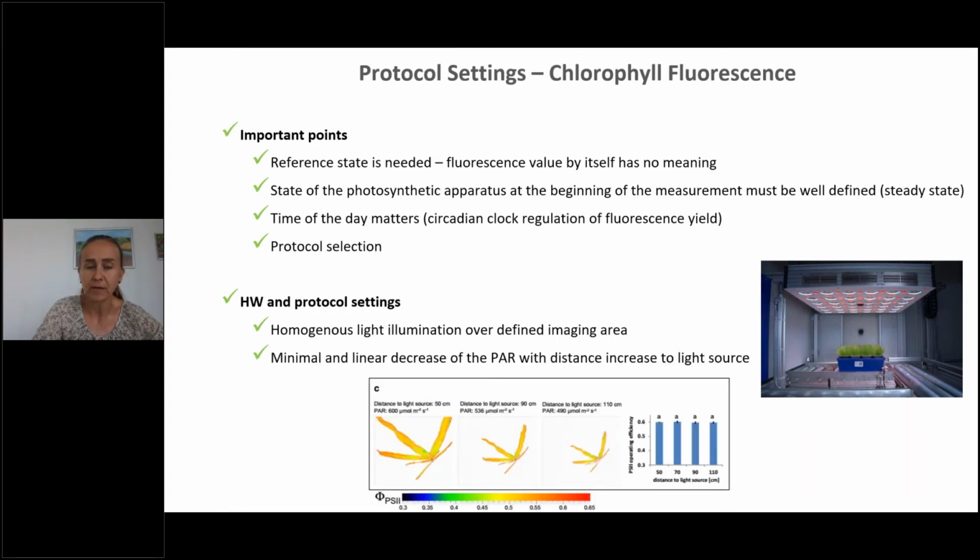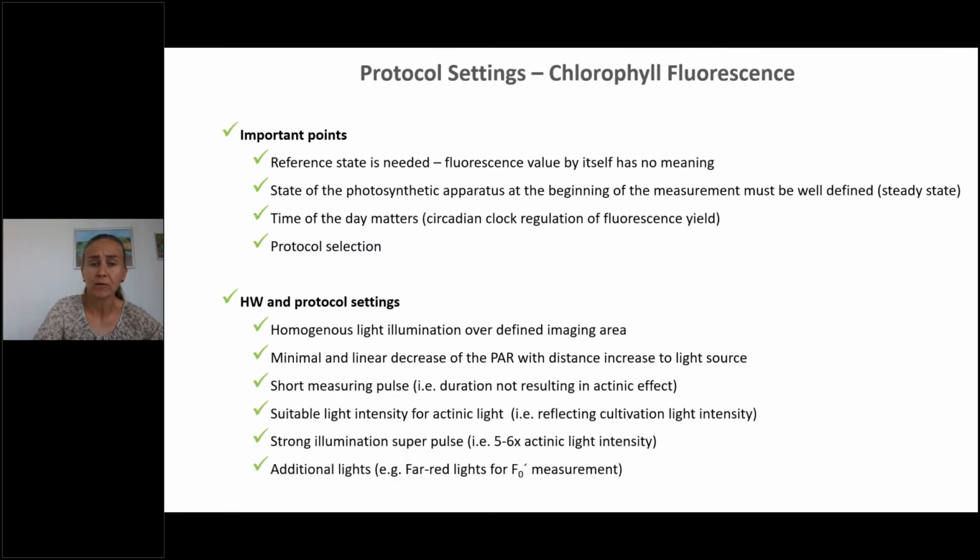Another important aspect is that there is a minimal change in the light intensity with the distance increase from the plant object. And then a few more aspects. The measuring pulse should be short enough not to result in an actinic effect. Actinic effect meaning that the F0 value is not F0, but basically gradually increasing to FM value.